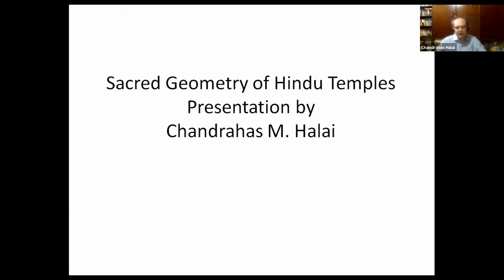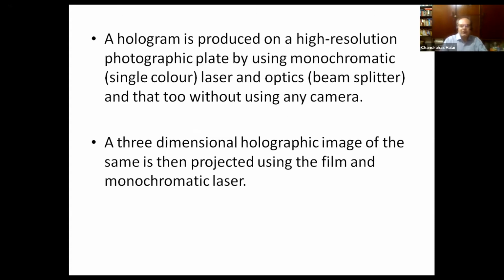We had conducted this experiment on 3D holographic projection using lasers. Now a hologram is produced on a high resolution photographic plate. Today's young generation might never have seen those film cameras, but they can maybe Google it and learn about it. So a hologram is produced on a high resolution photographic plate using monochromatic, a monochromatic means a single color laser, and optics, like a beam splitter.